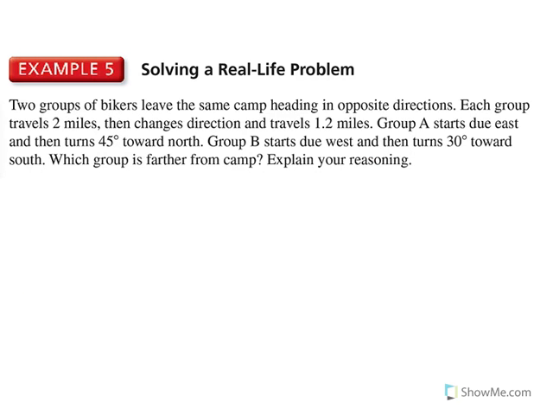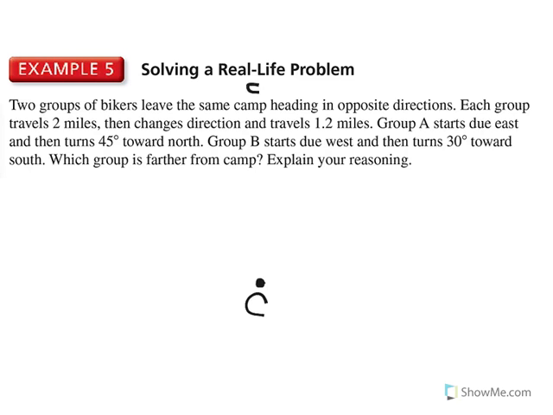Okay, in this last example, we're going to need to draw it out. We just have this word problem. I always suggest you draw things out. If you're not given a diagram, you need to draw it all out. So we have two groups of bikers. They leave the same camp. So I'm going to start off, I'm going to make a dot that's called C as my camp. I'm going to go and label it up here.